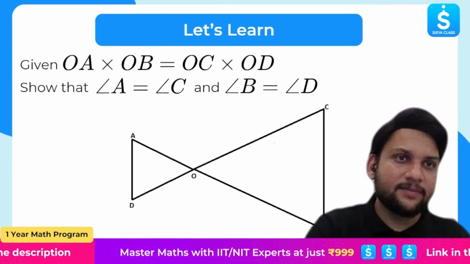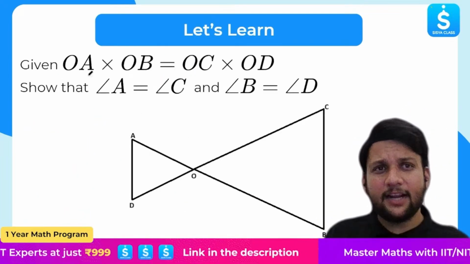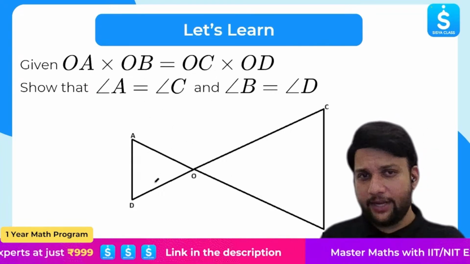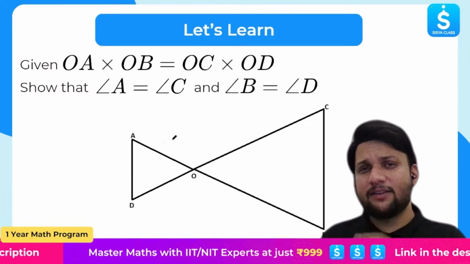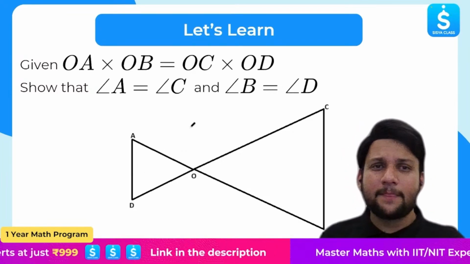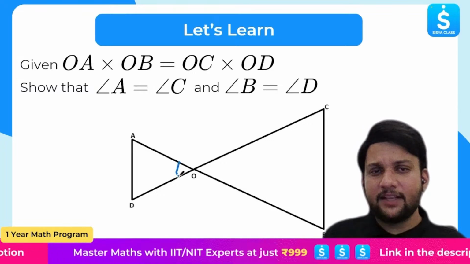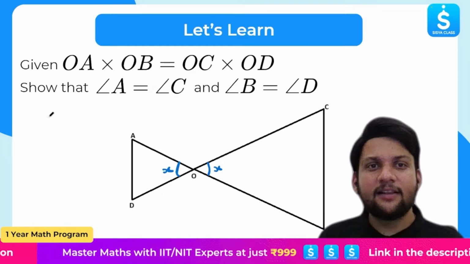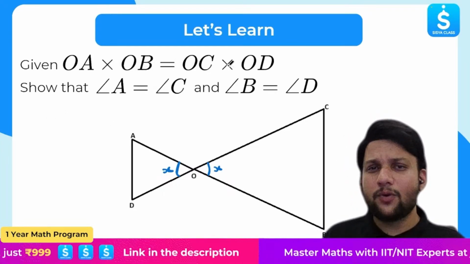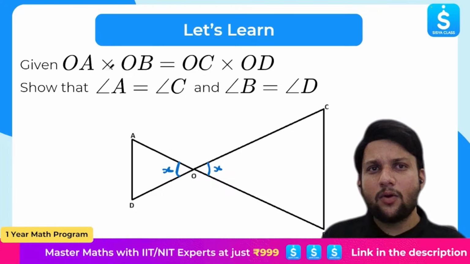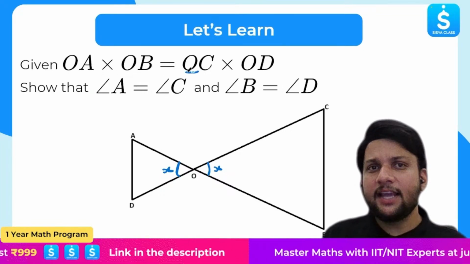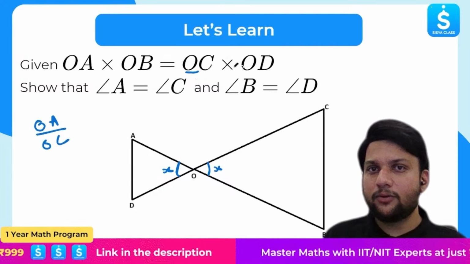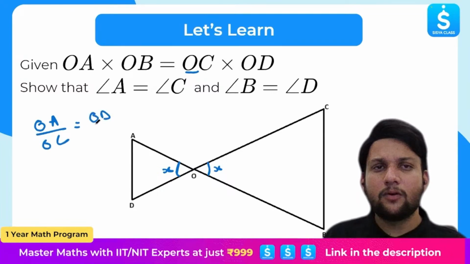All right, awesome. Now let's do one more question. Now it is given that OA into OB is equals to OC times OD. Show that angle A is equals to C and angle B equals to angle D. Very easy, right? Now first thing first, tell me if this angle is X, what is this angle? X. Why? A vertically opposite angle. Now what is given? OA into OB equals to OC into OD. What I will do? I will take OC here. So I will get OA by OC, and I will take OB to that side. I will get OD over OB.